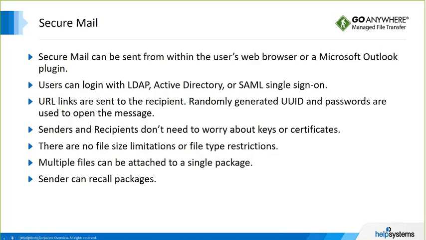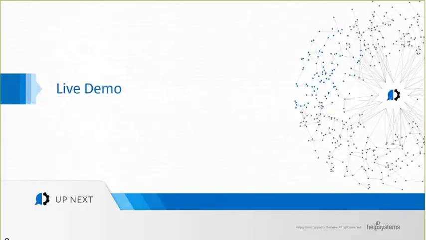And then, of course, a sender can recall packages. So since we're only going to be sending a link to the user, and the files are stored in GoAnywhere, we can go into the web client and we can shut off that link and make it so that the package cannot be accessed anymore. So if a file does get outside of the organization and you need to recall it, we can go look at that, ensure that no files have been downloaded, and if not, we can go ahead and recall that package. So let's jump into a live demo of Secure Mail.